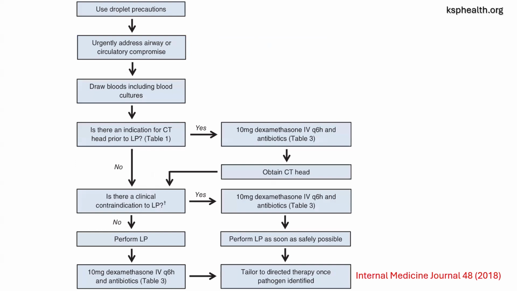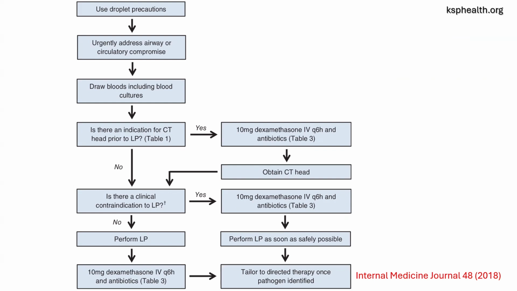So how do you approach diagnosis and treatment in acute bacterial meningitis? When you suspect, use droplet precautions, address the airway and circulation, draw bloods, meaning draw labs, including blood cultures. If there is an indication for CT head prior to LP, go ahead and start dexamethasone and antibiotics. Then obtain CT head. It's very important. When there is an indication, do the medication, then get the CT scan.